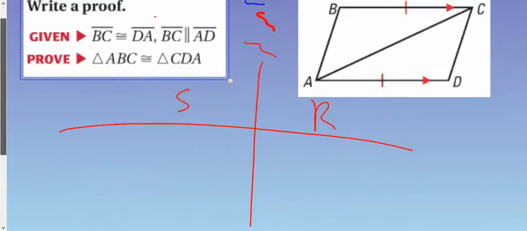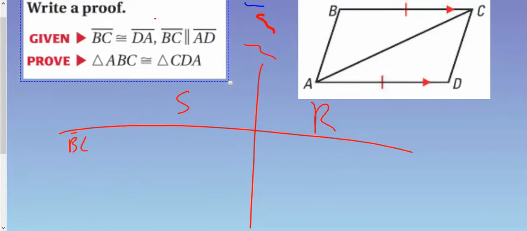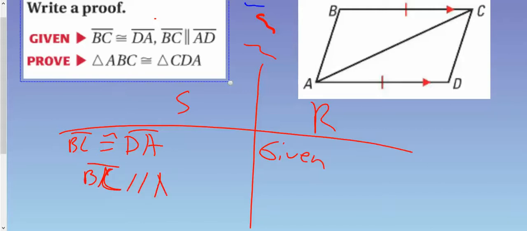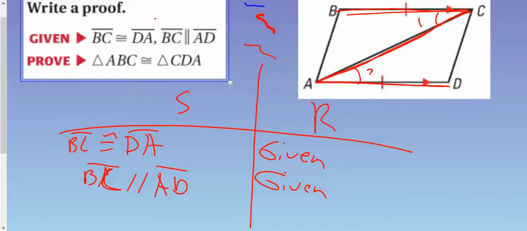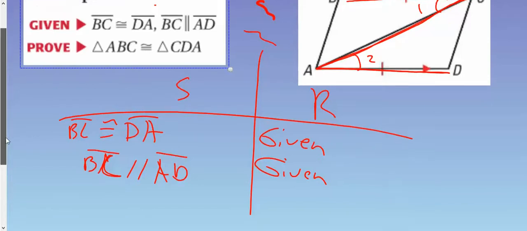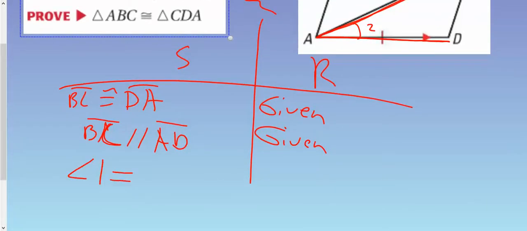All right, so let's start with BC. It's congruent to DA. That is given. And then BC is parallel to AD, also given. Now, as a result of these being parallel, hopefully you guys start to recognize this Z shape that I've been telling you guys about. These angles here and here, I'm going to call angle 1 and angle 2. Those angles are going to be congruent because they're alternate interior angles and the lines are parallel. So angle 1 is congruent to angle 2, alternate interior angles.